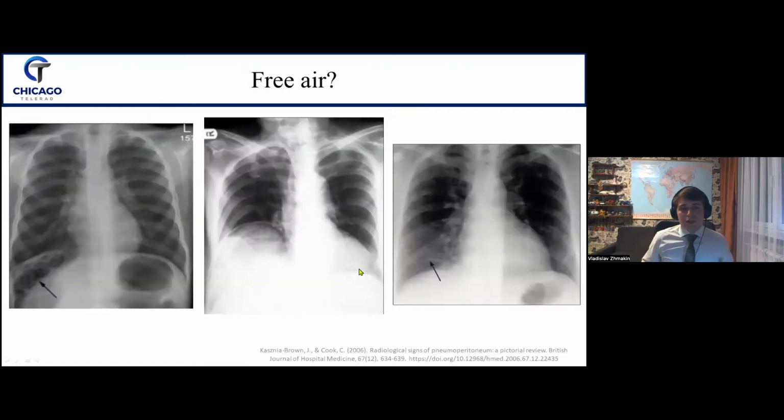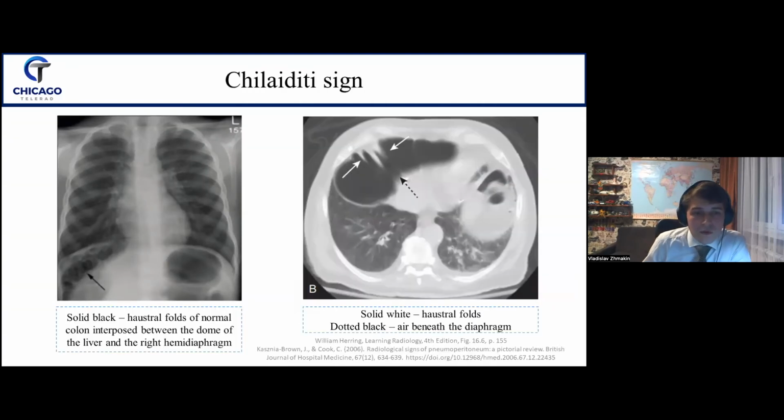So there is a question: is there any image, at least one image, with evidence of free air? And the answer is no. The first one, as you remember, is the Chilaiditi sign. The Chilaiditi sign is just interposition of a normal colon loop. It presents between the right hemidiaphragm and the liver.